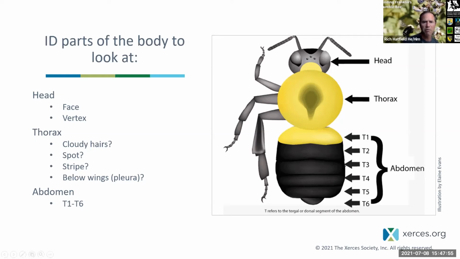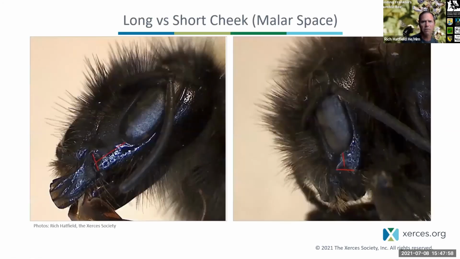The other major body part that we will talk about as it relates to Franklin's bumblebee is cheek length. So we look at the space below the eye and above the mandibular hinges. You can see an example of this on this page here, where on the left you have a species with what we consider a long cheek, and on the right, we have a species that we consider a short cheek. Let me just turn on the laser pointer here.